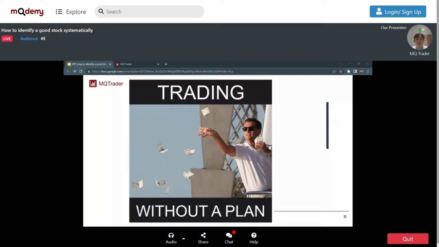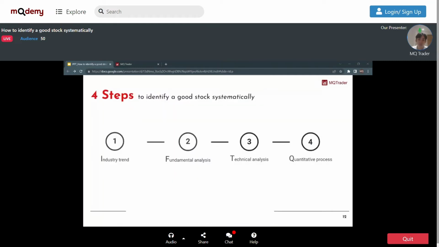Then in the end, you might become the guy that says, the stock market is like a casino, always lose money. But actually, no. The stock market is not a casino as long as you have the correct methods and knowledge. That's why if you are really into investing, you need to know the basics of how to identify whether a stock is good or bad. And in this live session, I'll give you a systematic way to identify a good stock.